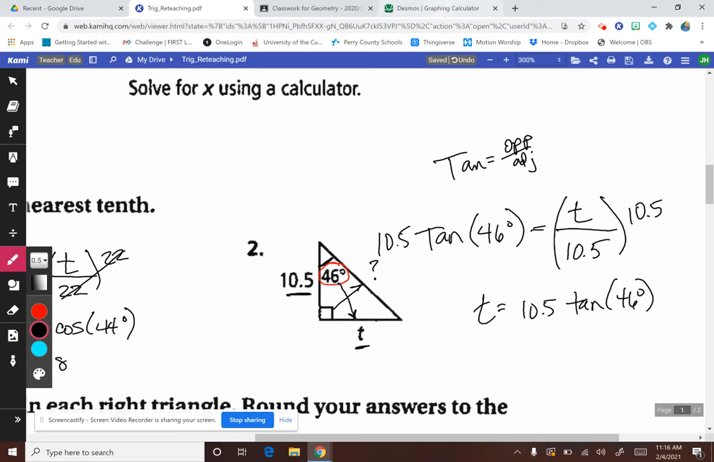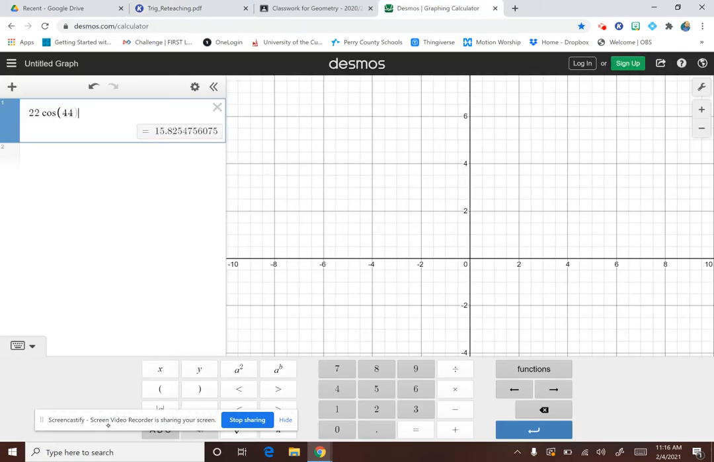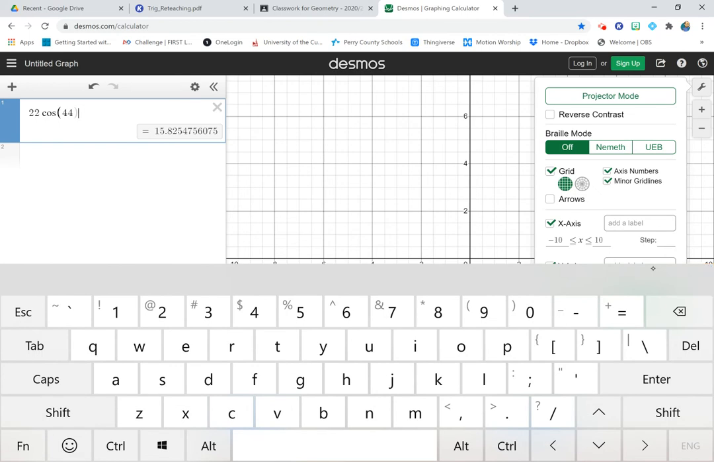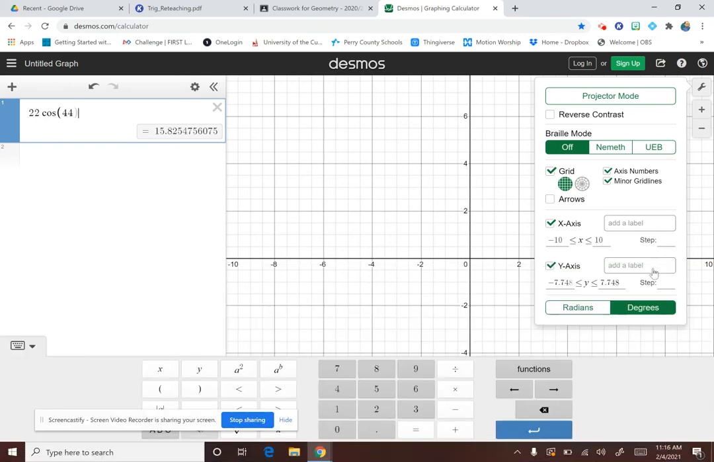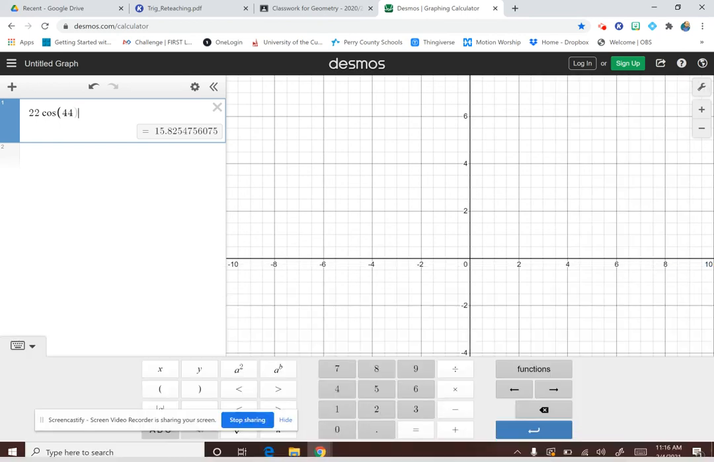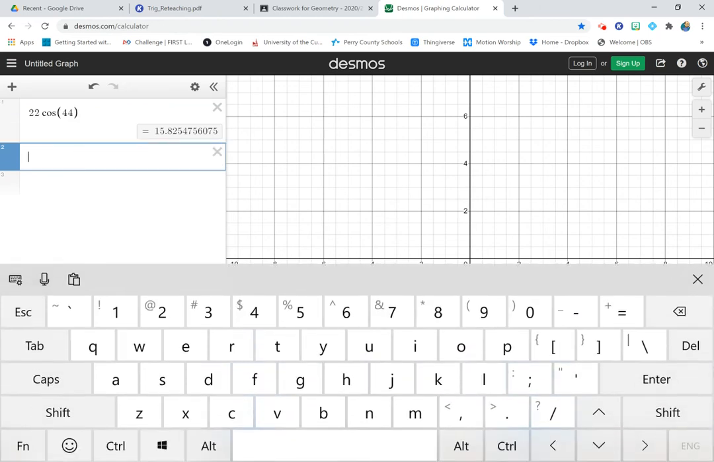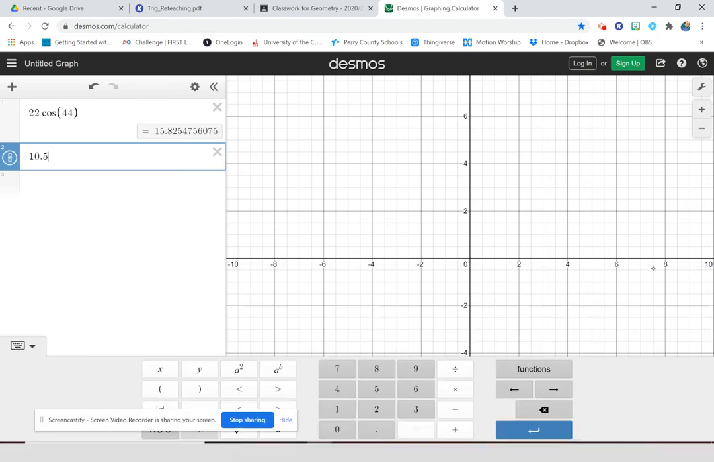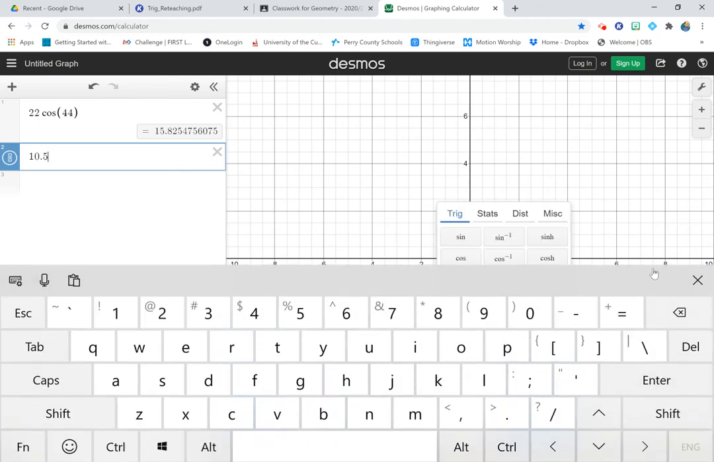And I can really easily go over to Desmos. Again, make sure that this is in degree mode, okay? As long as it's in degree mode, then I can go here and I can go ahead and type my problem. I don't know why this thing just keeps putting this up here. We'll just keep working with it.